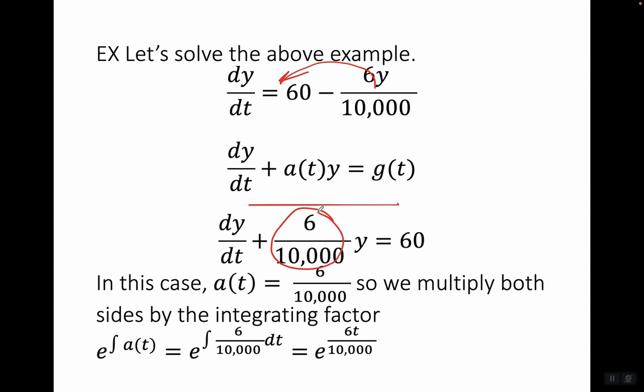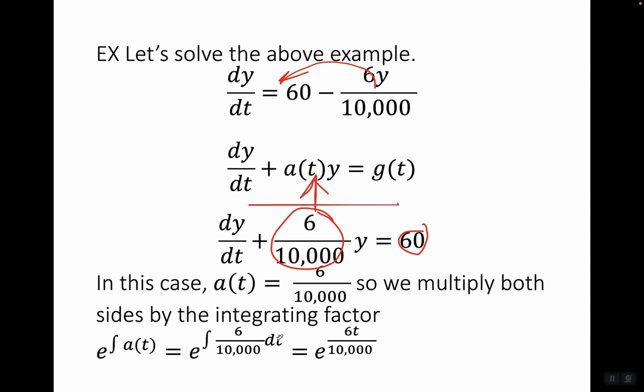That would be our a of t, the function in front of the y. So we have dy/dt plus a of t times y equals g of t. That's our function g of t. In this case, that function a of t is 6 over 10,000. So we multiply both sides by the integrating factor, e to the integral a of t. So we have e to the integral of 6 over 10,000 dt, because a of t is 6 over 10,000.